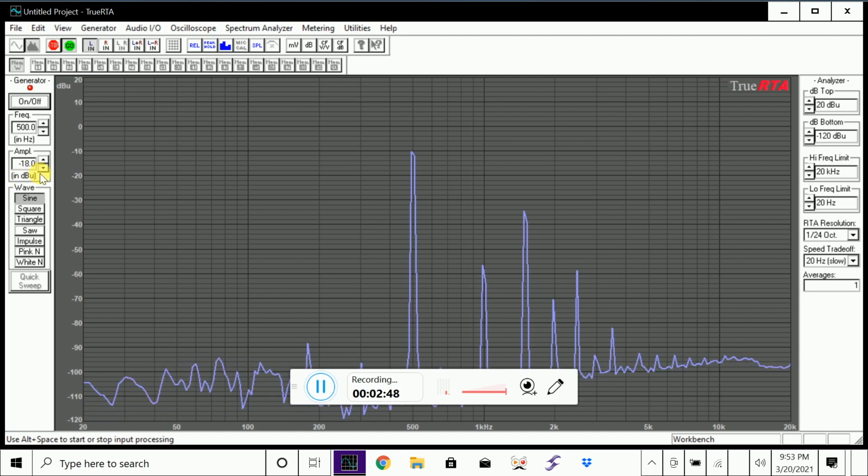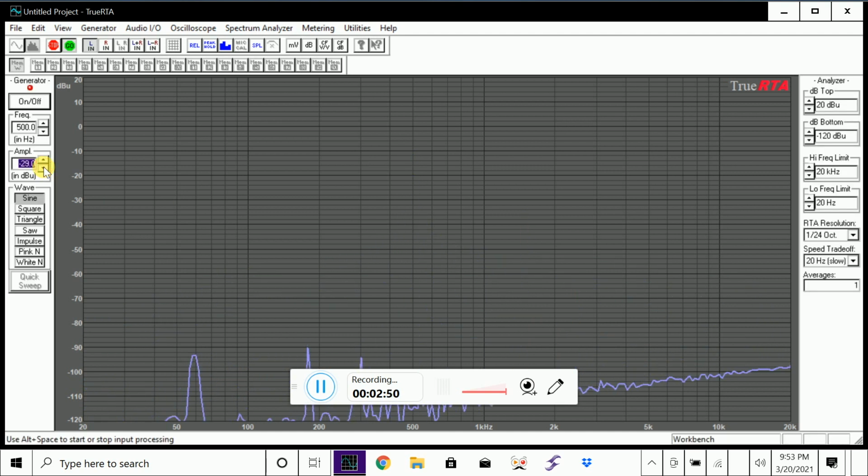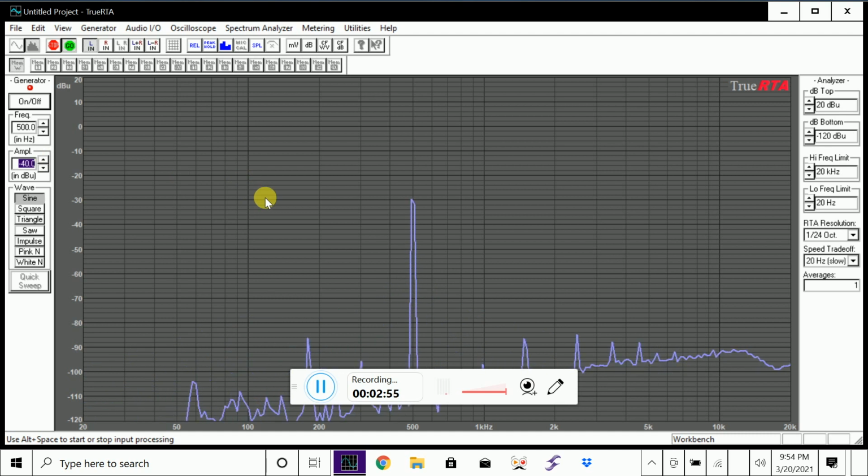If we take this input signal and we bring this way down, let's say bring it down to minus 40, you see how clean this is now. It's just giving us the fundamental frequency, and all these harmonics are almost completely gone because the amp is no longer being pushed into distortion.